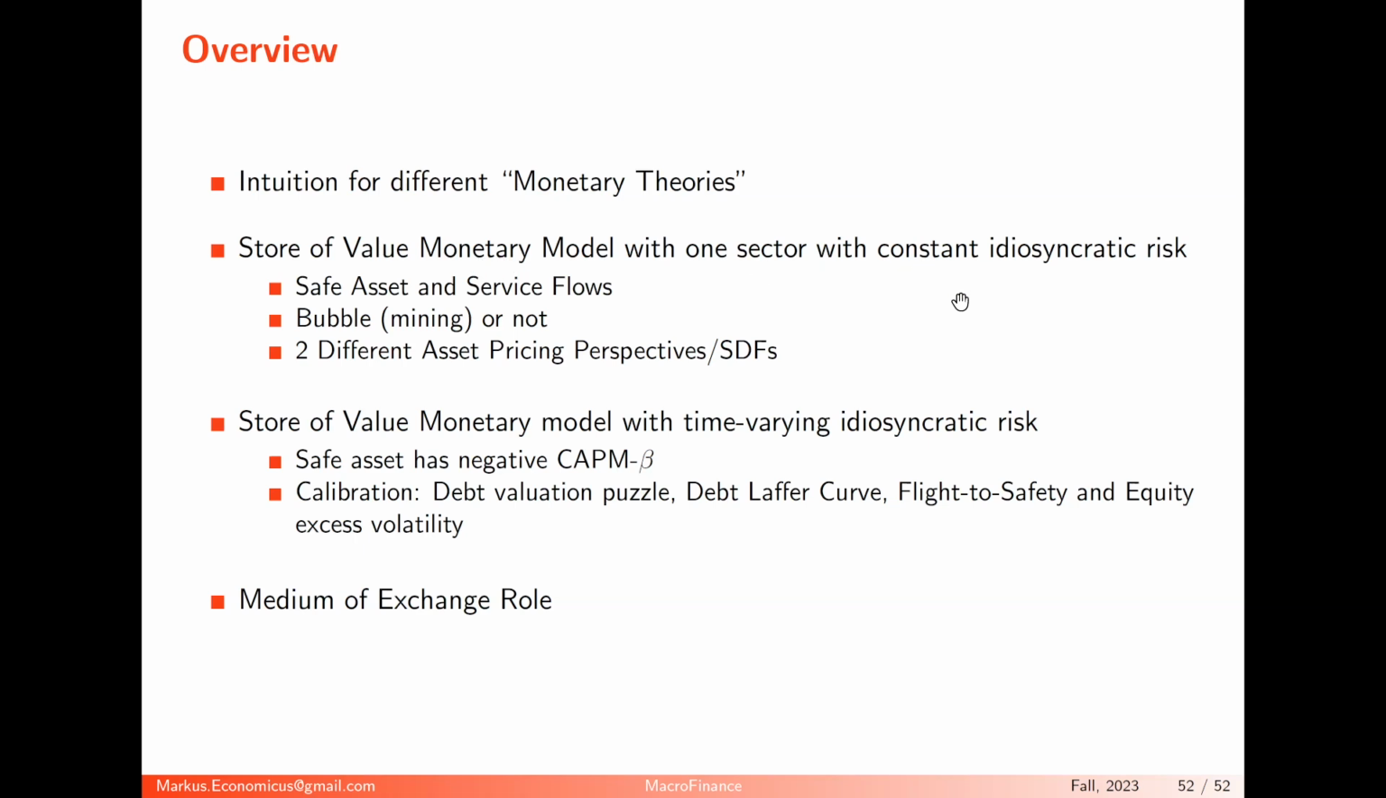We talked about the safe asset. We talked about the important service flow in a model with incomplete markets. And the government can actually issue a bubbly asset and issue even a little bit more and dilute the value of the bubble. And people are still willing to hold it because it gives you this service flow that you can use to overcome these incomplete market frictions.